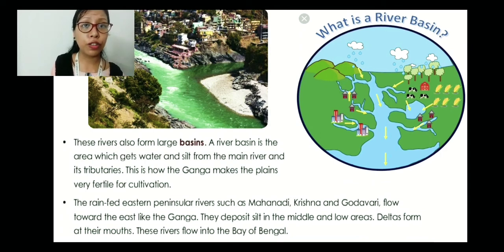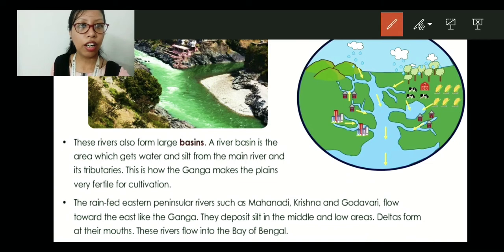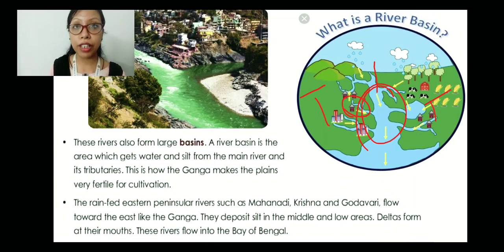These rivers also form large basins. These basins are called river basins. A river basin is the area which gets water and silt from the main river and its tributaries. So as you can see here, the river here, and these are the tributaries, small tributaries. So these tributaries and rivers, this is the land. This land gets all the silt and sediments from its tributaries and the river.